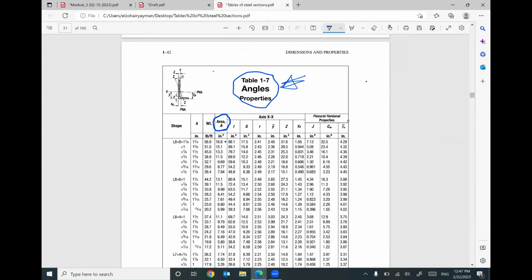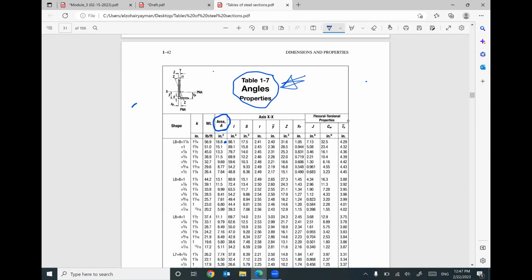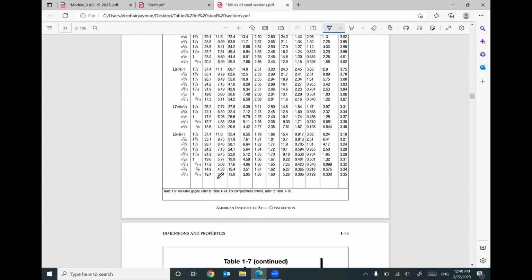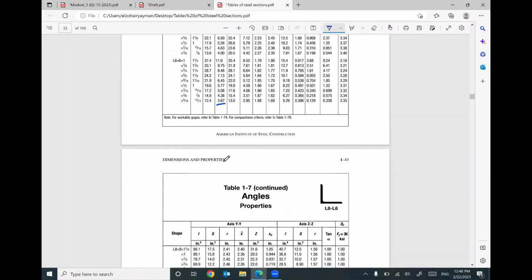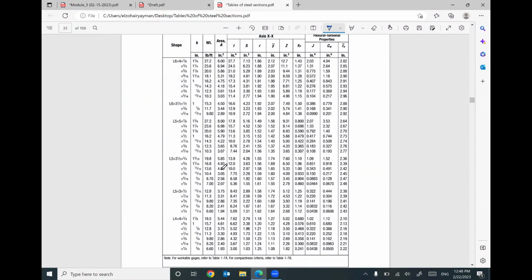It looks like this angle is very big, but it works. I cannot say it's wrong, but you are wasting your money. It's not an economic solution. I need only 2 point something. So how can you select 16.8? You are kidding. Go down to find a smaller one. It looks like it's still very big, 3.67. Design of steel is very sensitive. Go down more. Here you go. We start to see 2 point something, 2 point something, 2 point something. All of these can work.